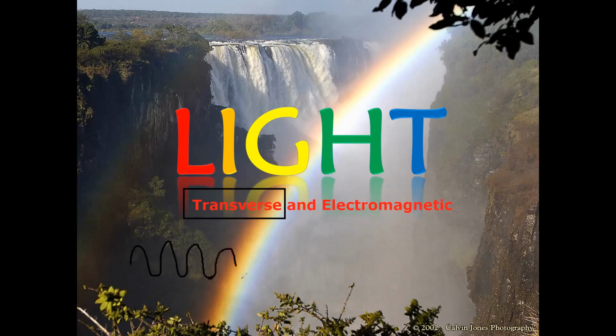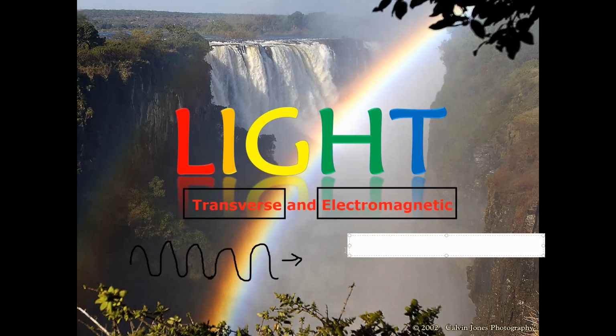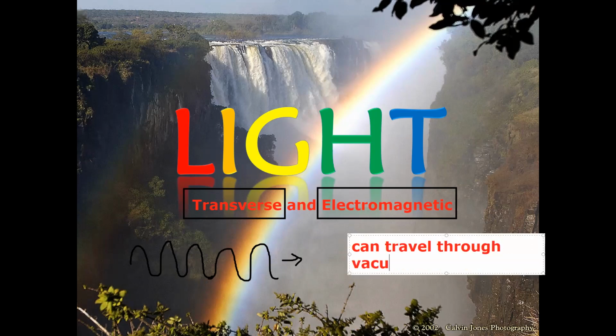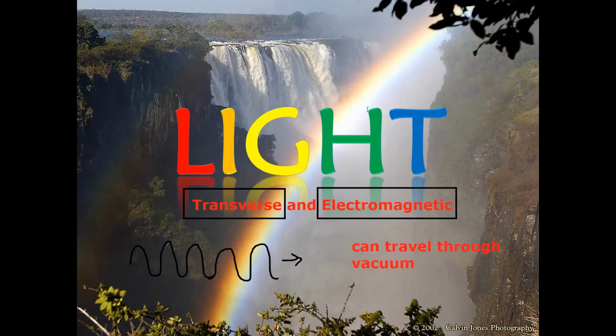So the vibration is perpendicular to the direction in which the wave travels. That's why we call it transverse. And what is the meaning of electromagnetic? Electromagnetic is a term which is used for those rays, those waves, which can travel through vacuum. So if no medium is there, a medium being the passage through which the wave is passing, even if it's a vacuum, the light can travel.